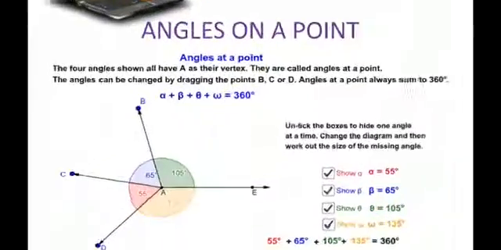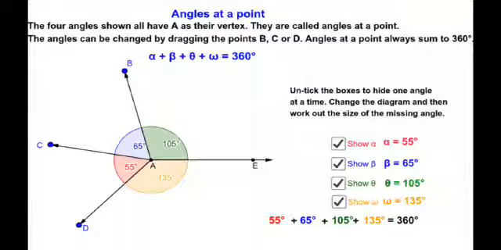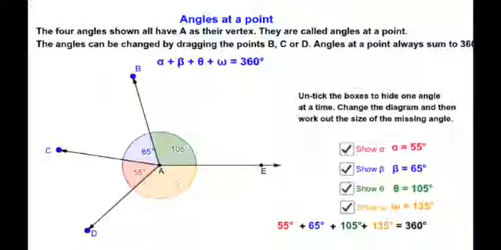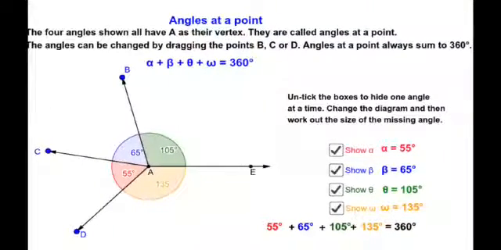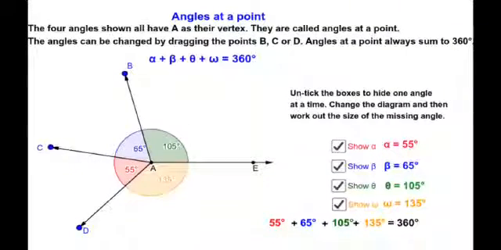Now here is an example. The four angles shown all have A as their vertex. They are called angles at a point. The angles can be changed by dragging the points B, C or D. Angles at a point always sum to 360. Now you can see that there are four angles: 55, 65, 105 and 135.